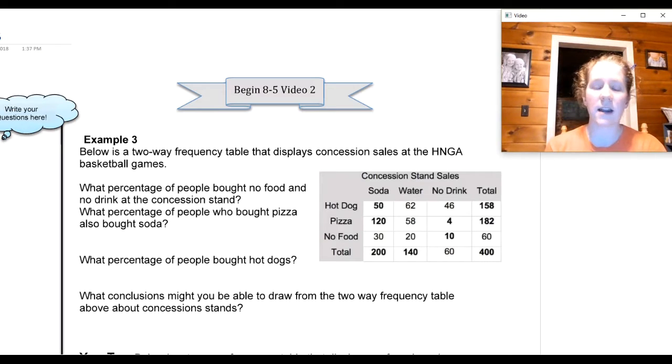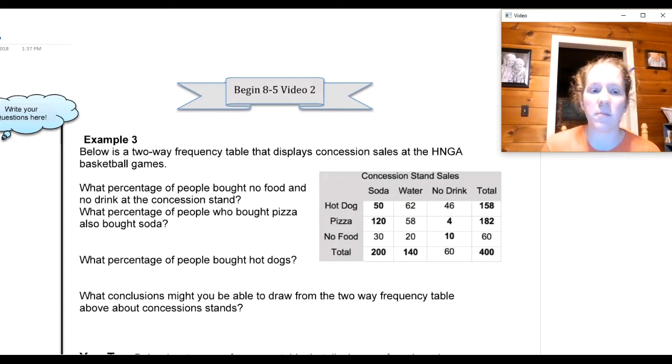So video 1 was kind of the introduction to what a two-way frequency table is, how we read them, where we find the data, what we call the different kinds of data. These examples are going to be more like what you'll actually see. So we have a two-way frequency table that displays concession sales at HNGA basketball games. Here are the kind of questions we might ask.